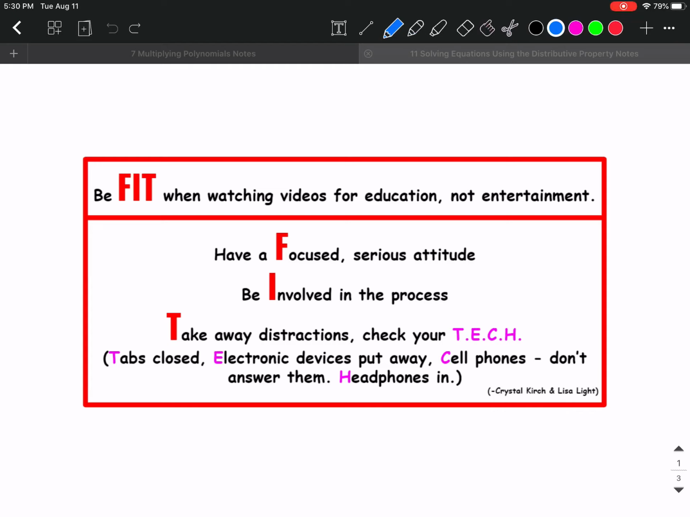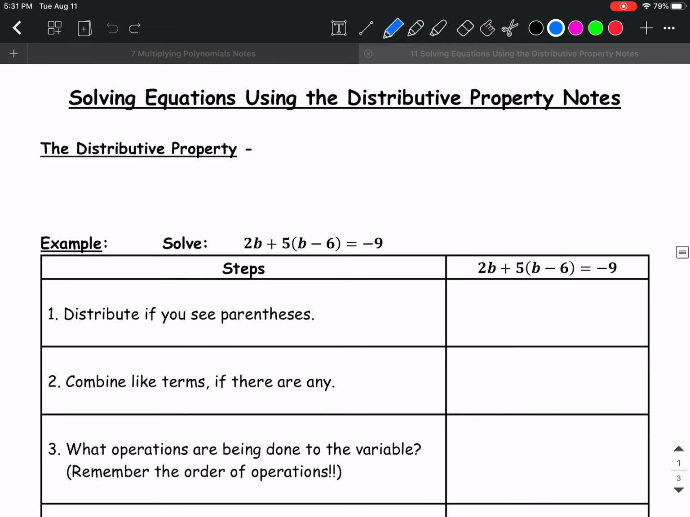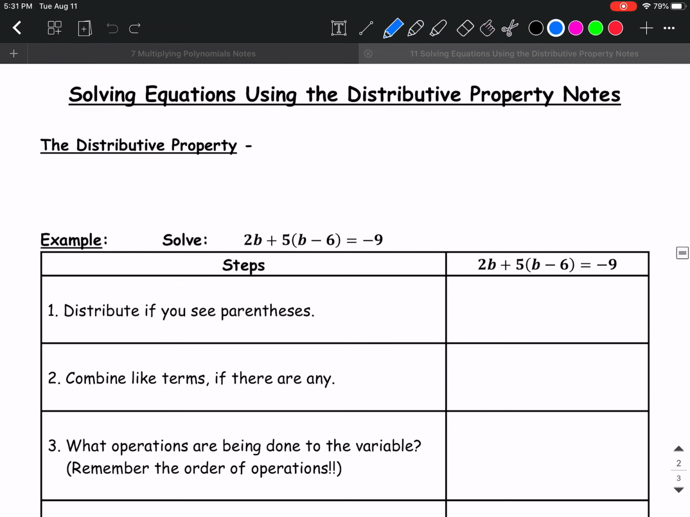Today we're going to look at solving equations where you need to use the distributive property in order to do so. Before we start, make sure you have your notes ready and you have checked your tech. Okay, is everybody ready? So let's solve equations using the distributive property notes.